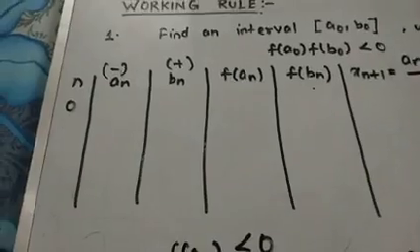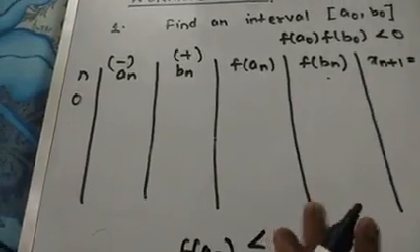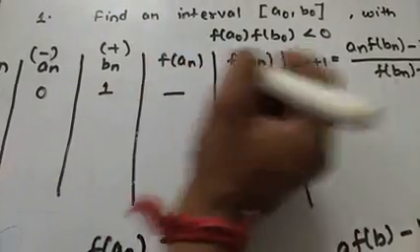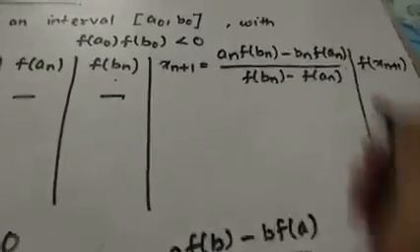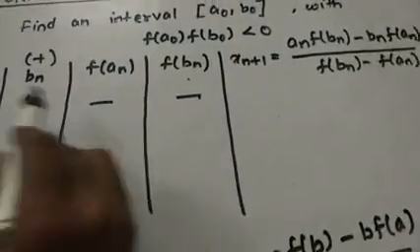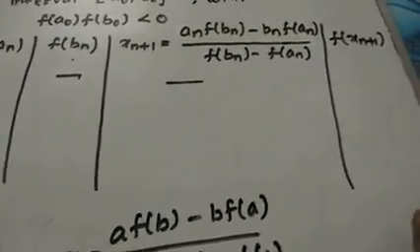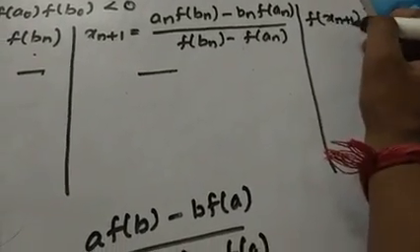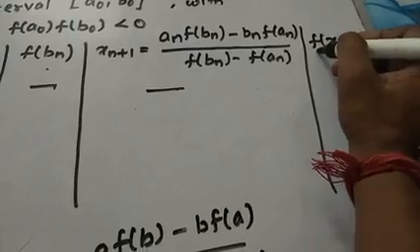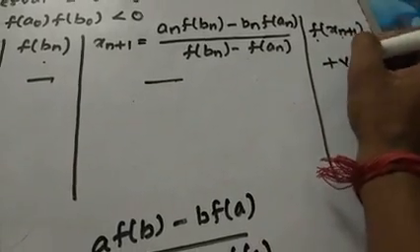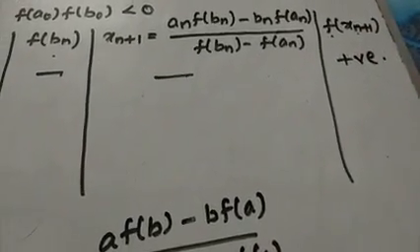Now what we'll do basically, suppose for this 0 step we find this one. For example, suppose we get an value 0, bn value 1. For that particular function we get some function value here, some value here, and putting all these 4 values in this xn plus 1, we will get a particular value here. Then we will find f of xn plus 1, that means finding the function value at the point xn plus 1, and suppose that value comes positive.